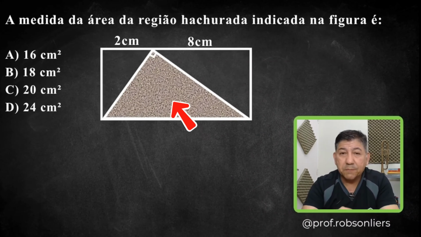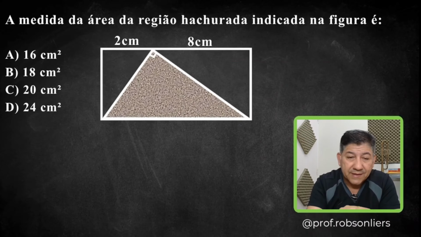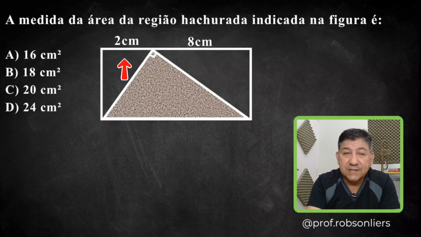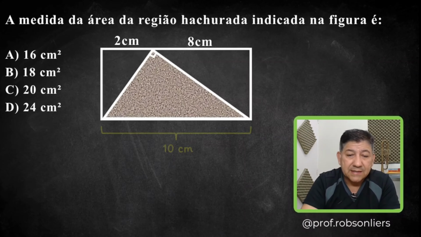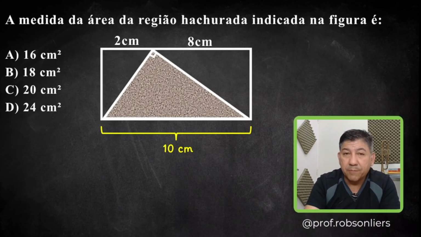The first step is this. We already have two measurements that the drawing has given us, right? This measurement here is equal to 2 centimeters, and this one here is equal to 8 centimeters. Taking these two measurements, that's equal to 10 centimeters. That means the base of this rectangle measures 10 centimeters. And actually, looking at the triangle, we have the hypotenuse, which is the side opposite the 90-degree angle. So we already have the hypotenuse of this right triangle, okay?